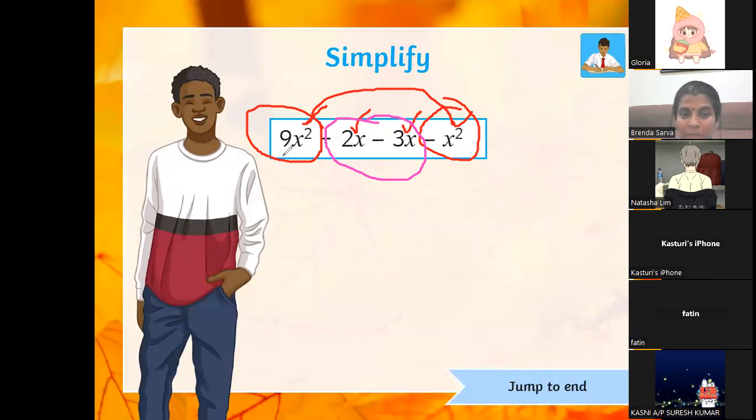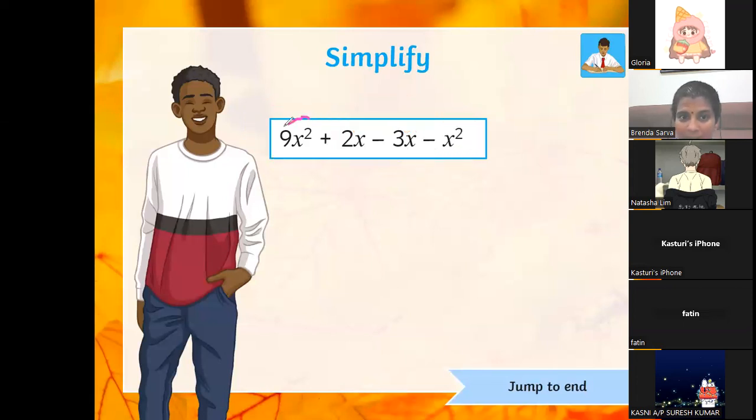Remember I've told you, x squared and x squared goes into one group. Can you see here? x squared and x squared is one like term. So it can be grouped together. Whereas 2x and 3x goes into another group, another term of answers. So can I have your answers now on the chat?